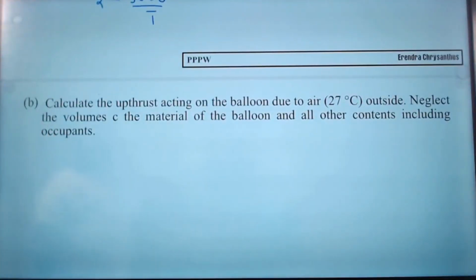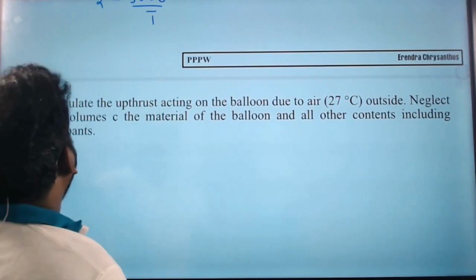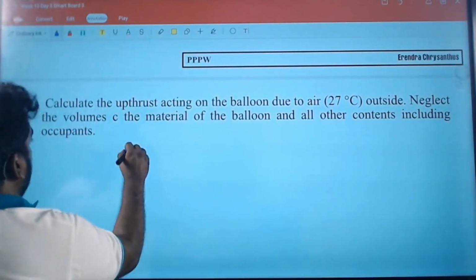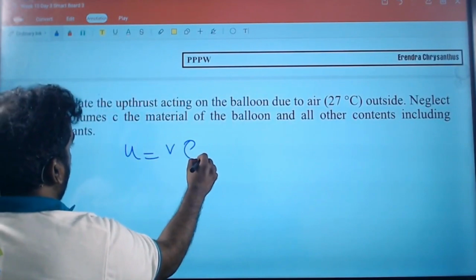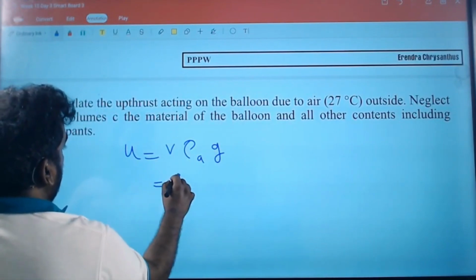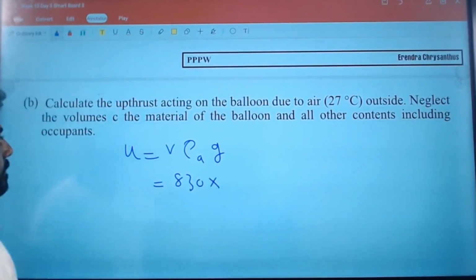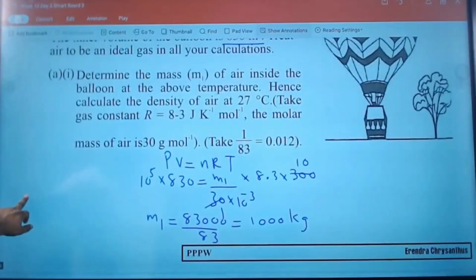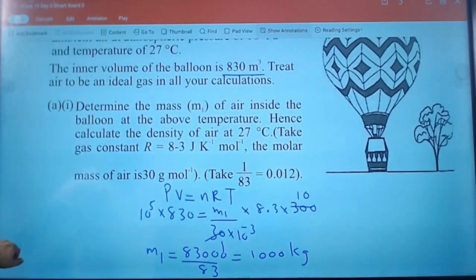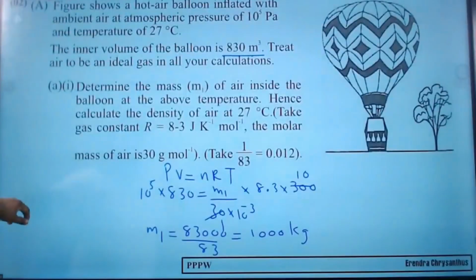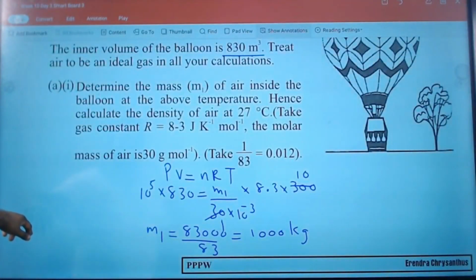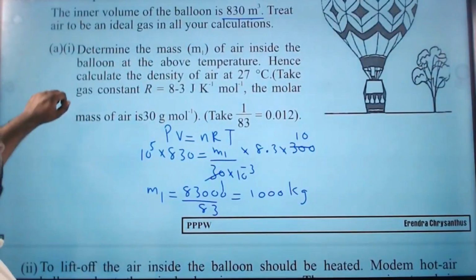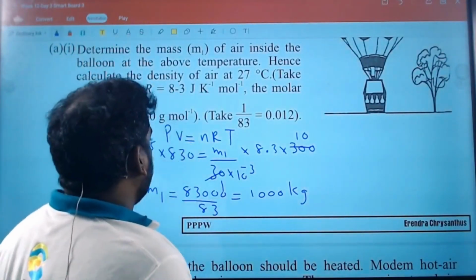Calculate the upthrust acting on the balloon due to air outside. Neglect the volume of the material of the balloon and all other contents. So upthrust equals volume times density of air into g, 830 cubic meter. Have they given you the density of air? Hence find the density of air.